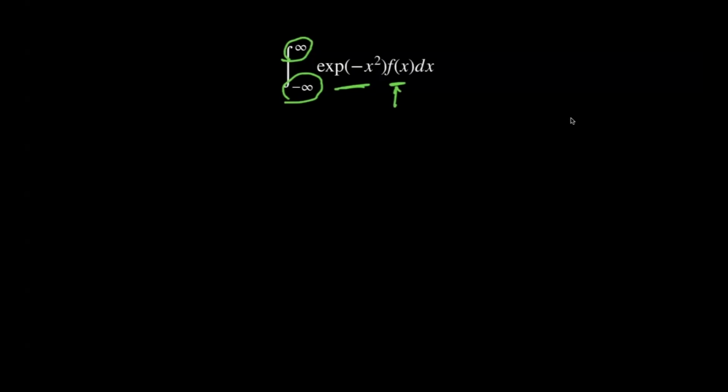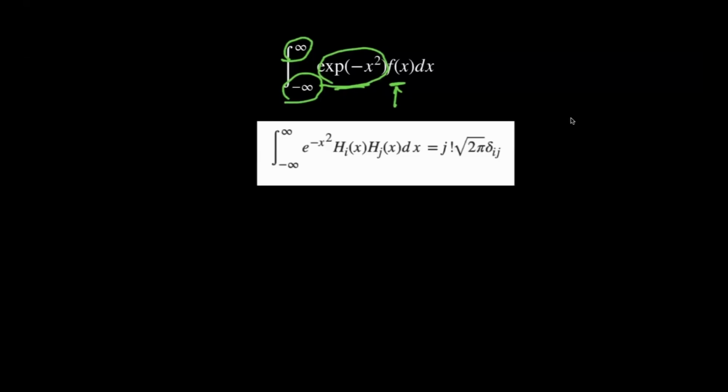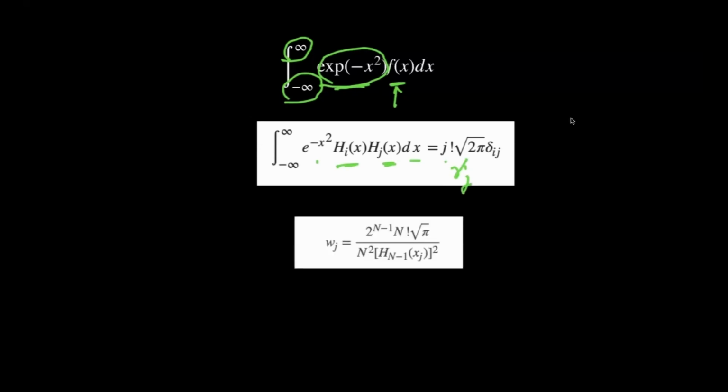This is the weight function, which comes from the orthogonal property: the integral of e to the power minus x squared, H_i H_j, these are the Hermite polynomials, dx, equals the square root of 2 pi times j factorial, so this is gamma j, times delta ij. The weights and points: x_j is a root of H_n, and w_j will be this object. So again Python will give you this. You don't need to compute it yourself.